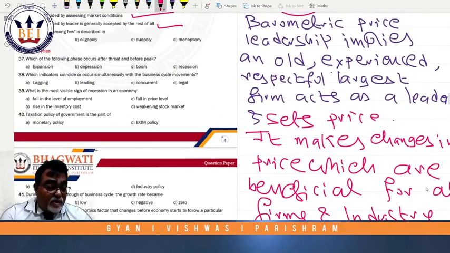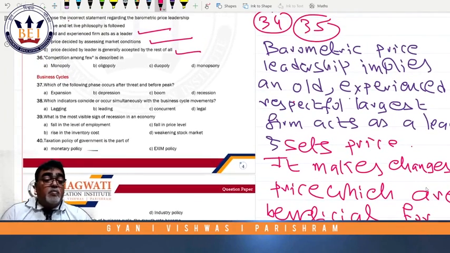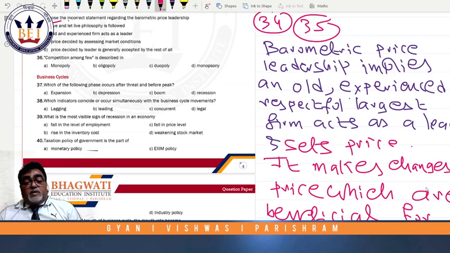See the terminology I have given over here, beta, so that you can nullify three options. And as you can nullify three options, my answer is left with A. I repeat, barometric price leadership: the respective leader sets the price by assessing market conditions, and everyone abides by that price, so it is known as barometric. Out of four options, they quoted this line nicely so that any student can understand properly.